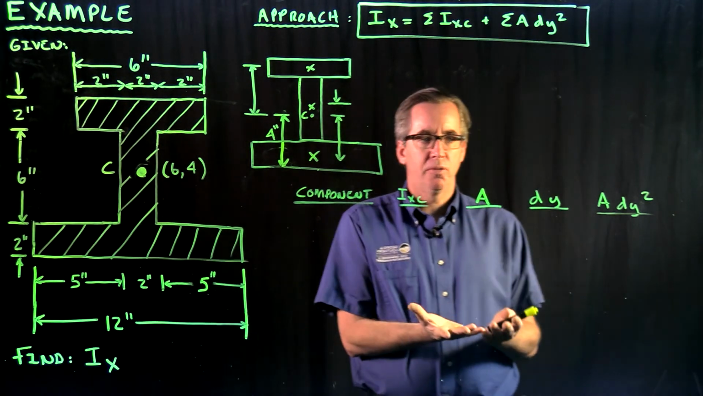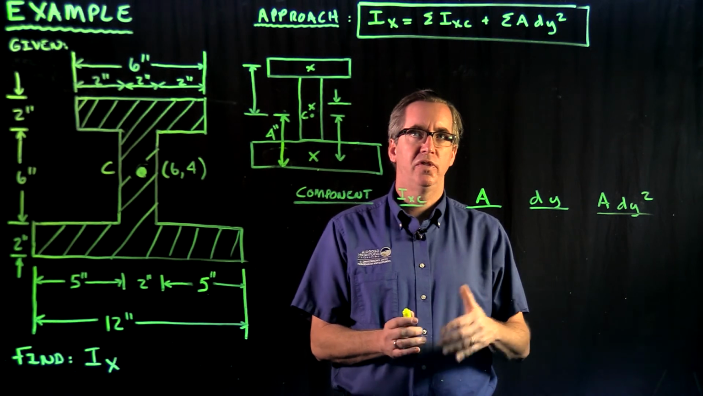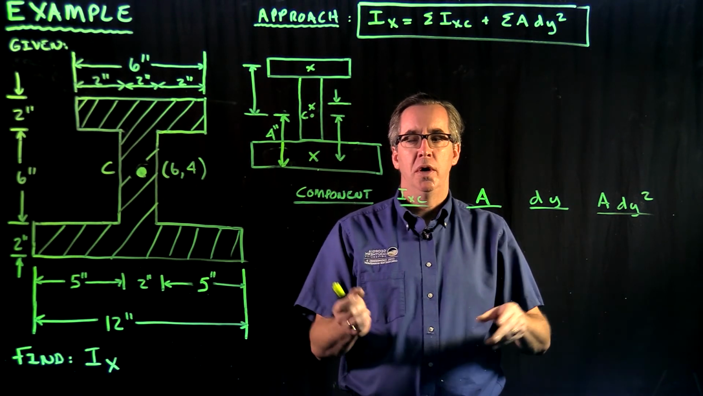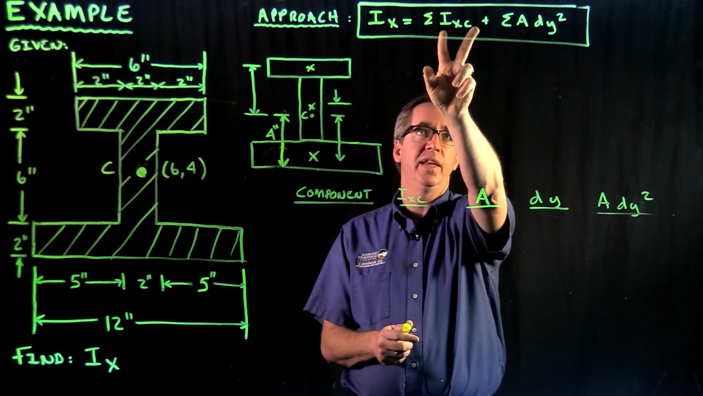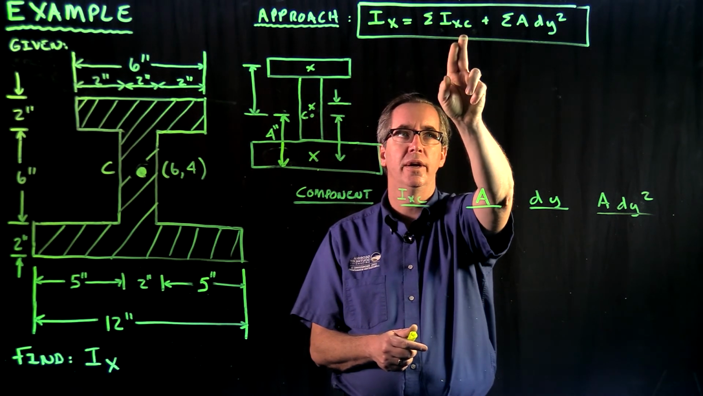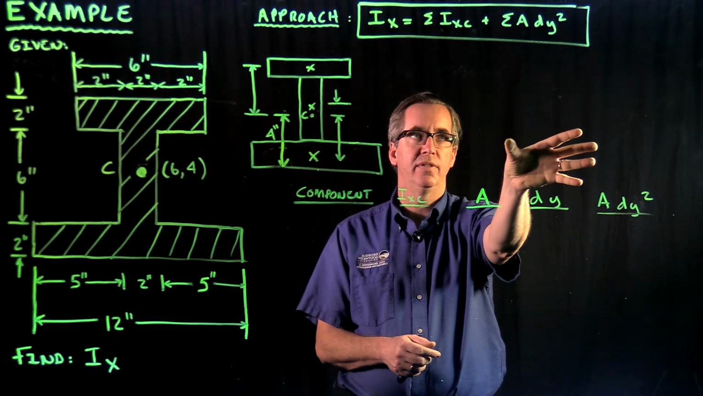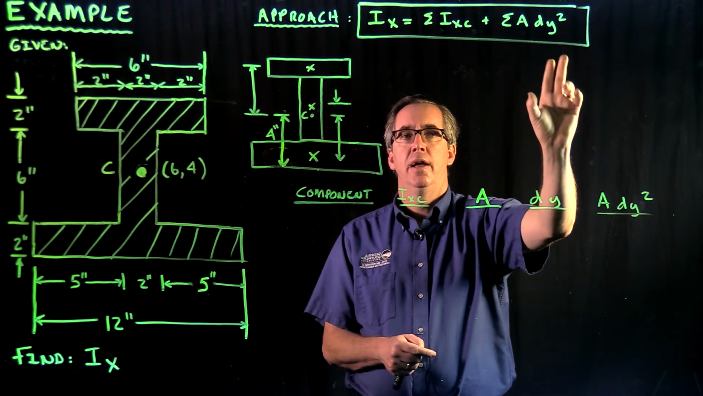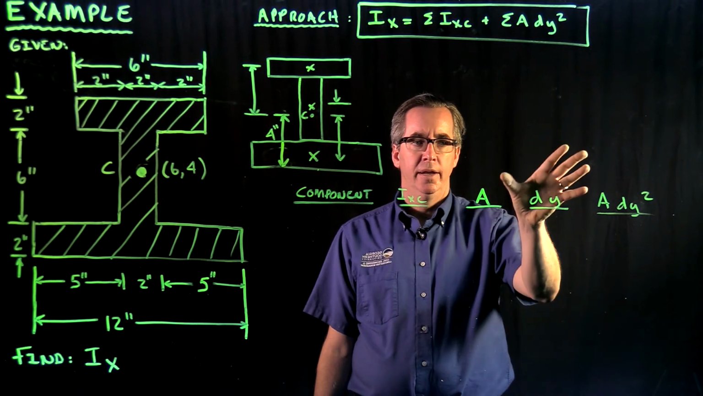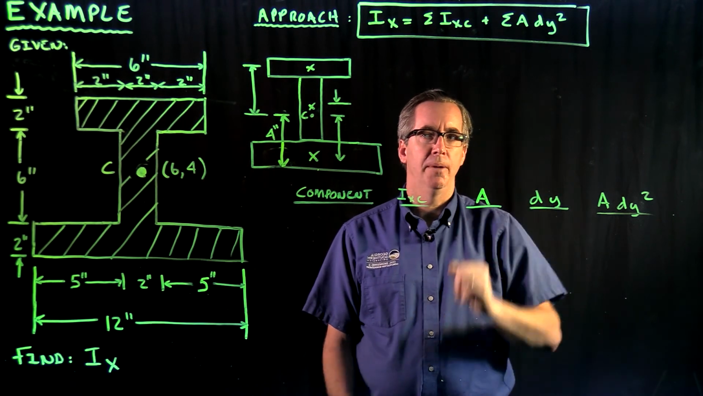Now the approach that we're going to be using is what we learned in the PowerPoint, and that's the parallel axis theorem, which states that the moment of inertia about an entire body is equal to the sum of the moment of inertias of the individual pieces, in this case about the x-axis at the centroid, plus the sum of the area of each individual piece times the distance squared. And the distance that we're looking at, this dy term, is the distance between the actual centroid of the component and the centroid of the overall object.